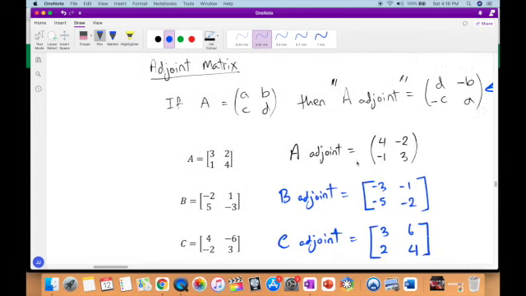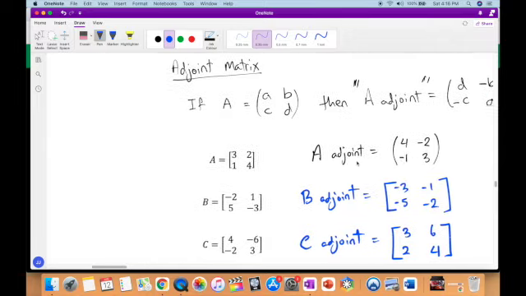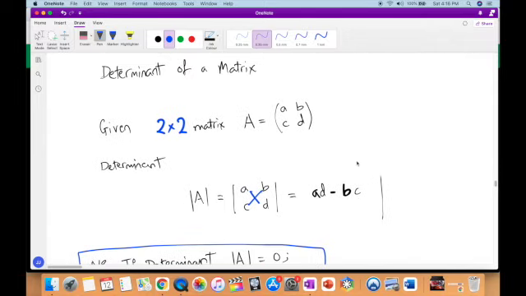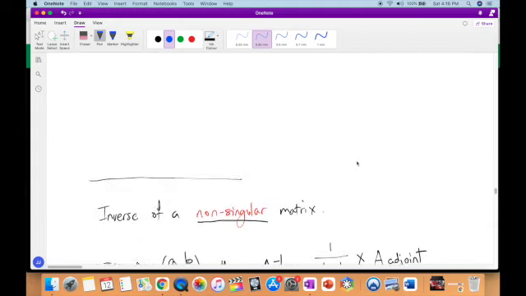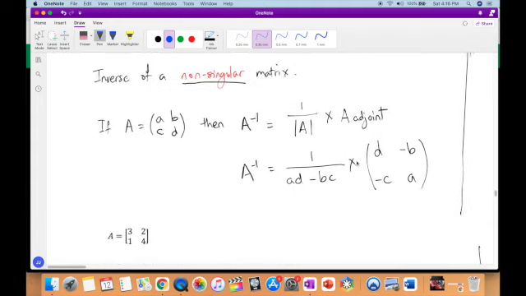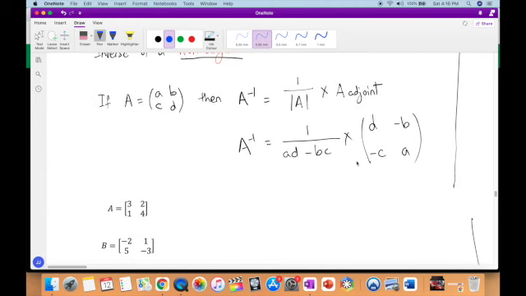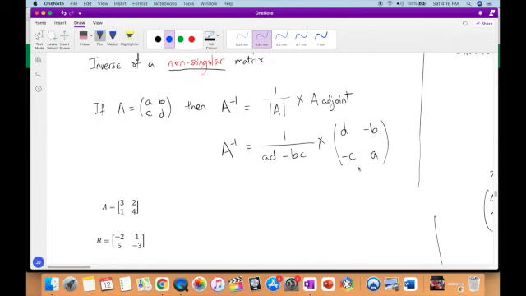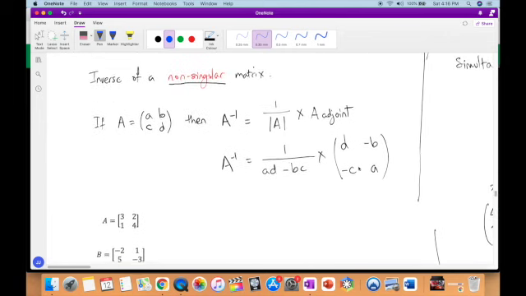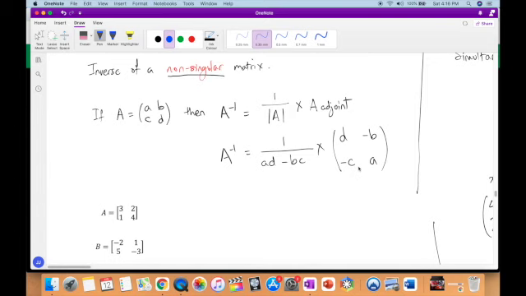Yes. Alright? I hope so, because you're going to need to be okay with adjoint and determinant of the matrix in order for us to carry on with this next section here. This next section is the inverse of a non-singular matrix. You notice I have the word non-singular underlined, right? The inverse of a matrix. So just like how you have a vector, like let me just say the vector 2, 4.